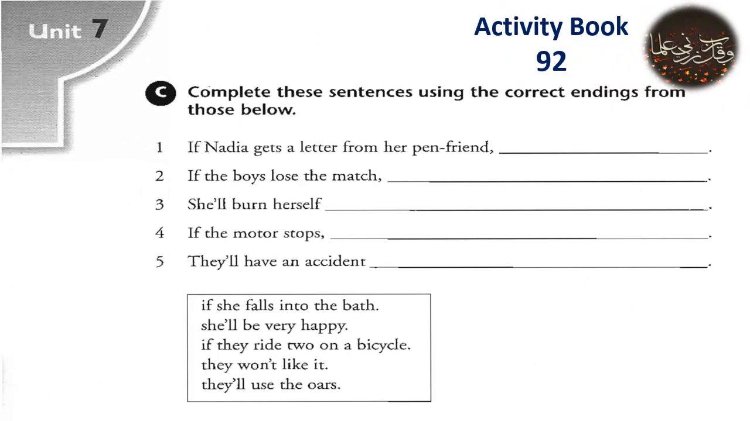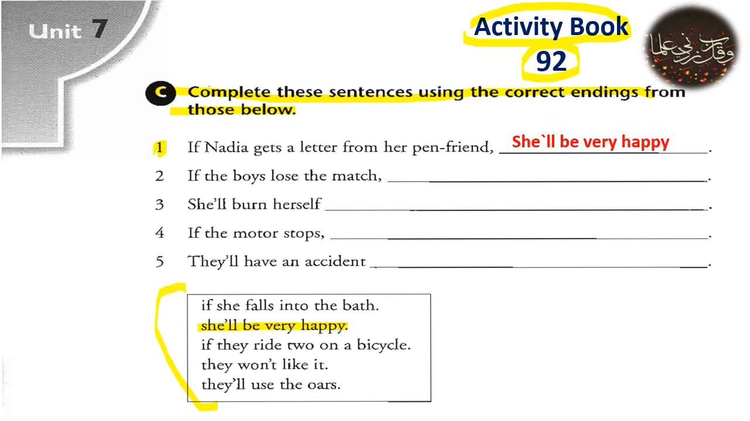To the next page on the same book, activity book, page 92, my students. Exercise C, complete these sentences using the correct endings from those below, from this box. Now, what we have here, number 1, if Nadia gets a letter from her pen friend, which one can we use? Here she'll be very happy, so she'll be very happy.